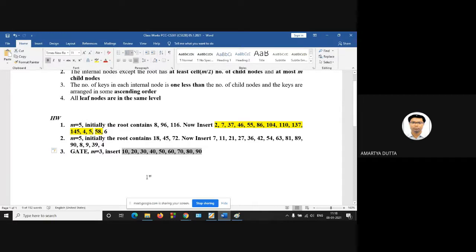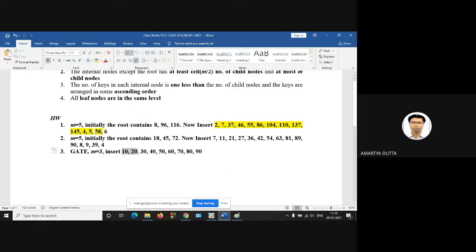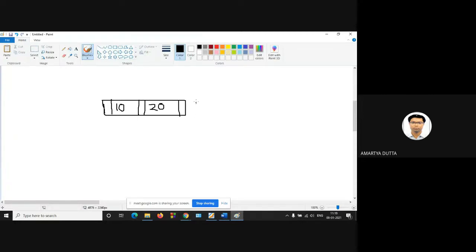So first insert 10 and this is 20. Okay, Shoham, is it correct? Yes, sir. Okay, next, 10, 20 complete. Next one is 30. So we have to insert 30. So there will be 30. So what should I do? Shoham? Are you getting my messages?